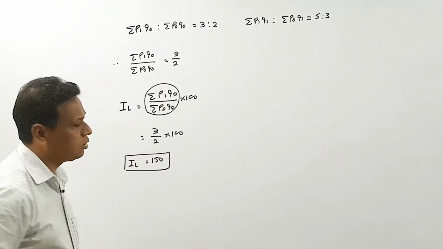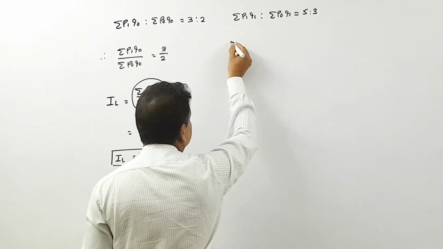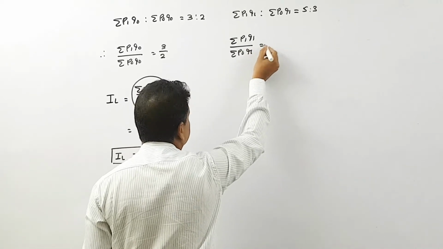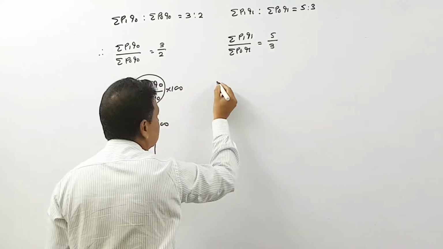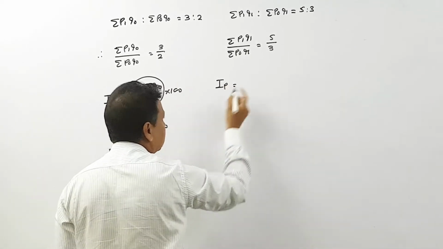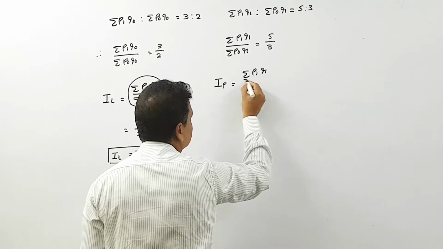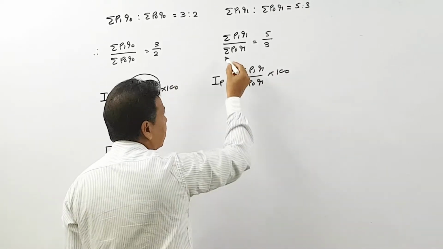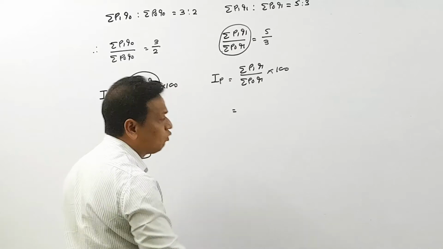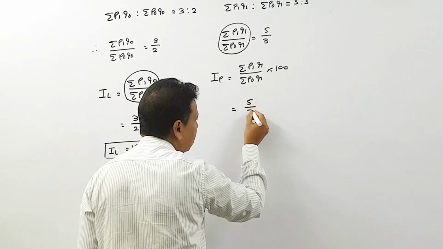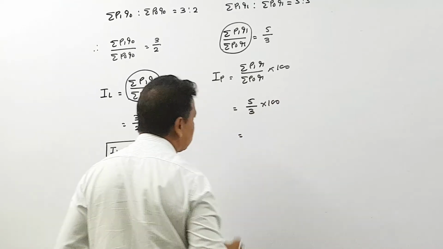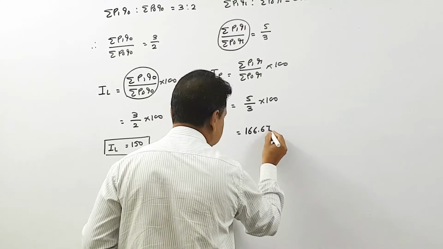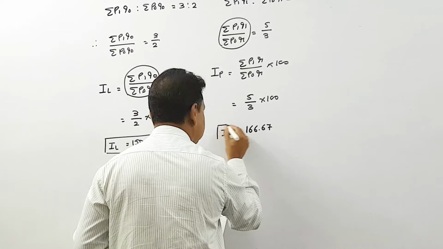Okay. Now we have to move on to the other information to find out sum of P1 Q1 divided by sum of P0 Q1 is equal to 5 by 3. Okay. So now Paasche's index number is equal to sum of P1 Q1 divided by sum of P0 Q1 into 100. Again, my dear friends, this information is available and we have to replace it over here. It is 5 by 3 into 100 and we got our answer, that is 166.67. It is Paasche's index number.